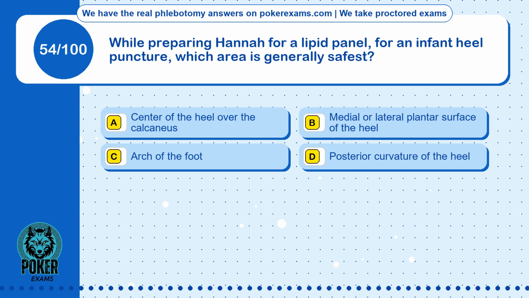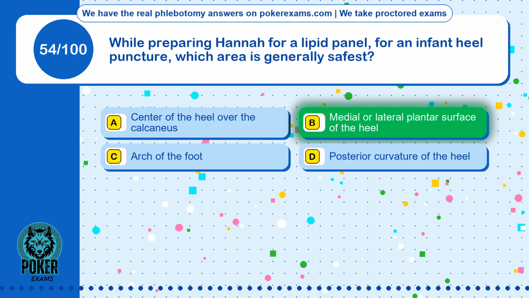Question 54. While preparing Hannah for a lipid panel, for an infant heel puncture, which area is generally safest? Option A, center of the heel over the calcaneus. Option B, medial or lateral plantar surface of the heel. Option C, arch of the foot. Option D, posterior curvature of the heel.